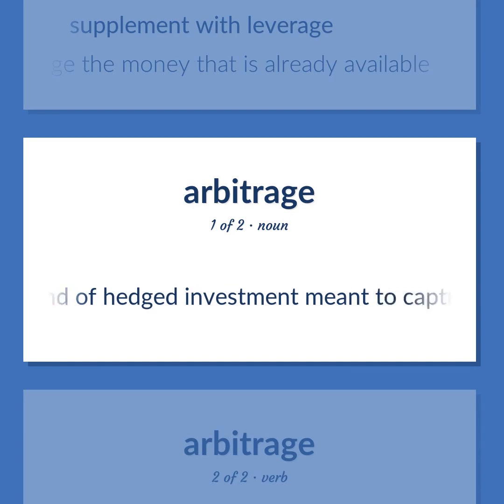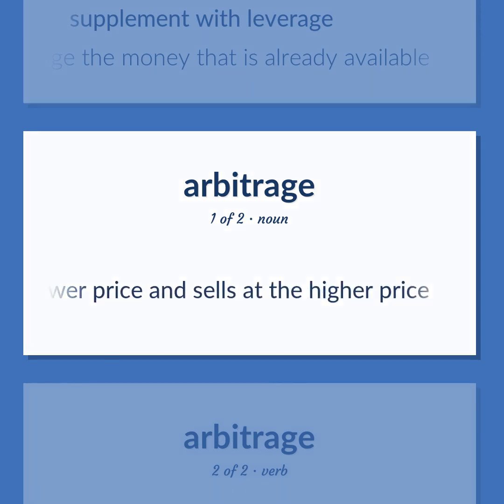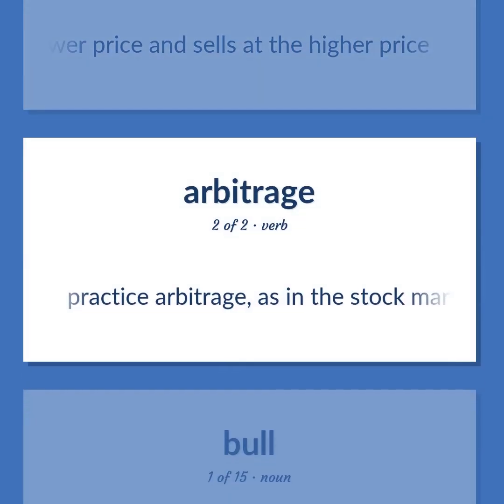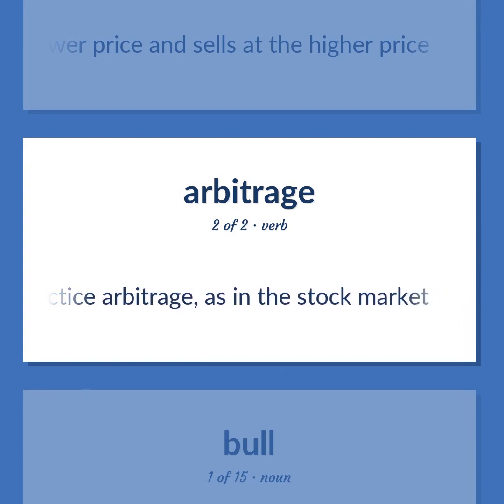A kind of hedged investment meant to capture slight differences in price. When there is a difference in the price of something on two different markets, the arbitrager simultaneously buys at the lower price and sells at the higher price. Practice arbitrage, as in the stock market.